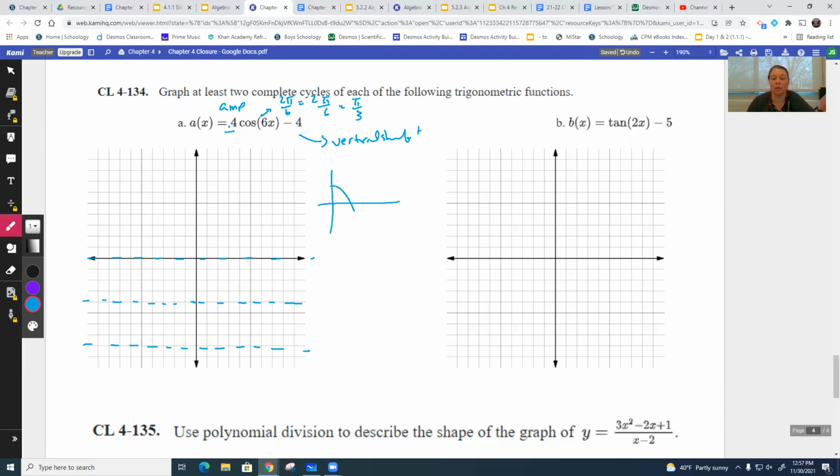Parent function for cosine goes like this. I've got these 5 key points. And my period is, what do we say? Pi over 3. I'm going to set my scale up here to jive with my scale I have over here.